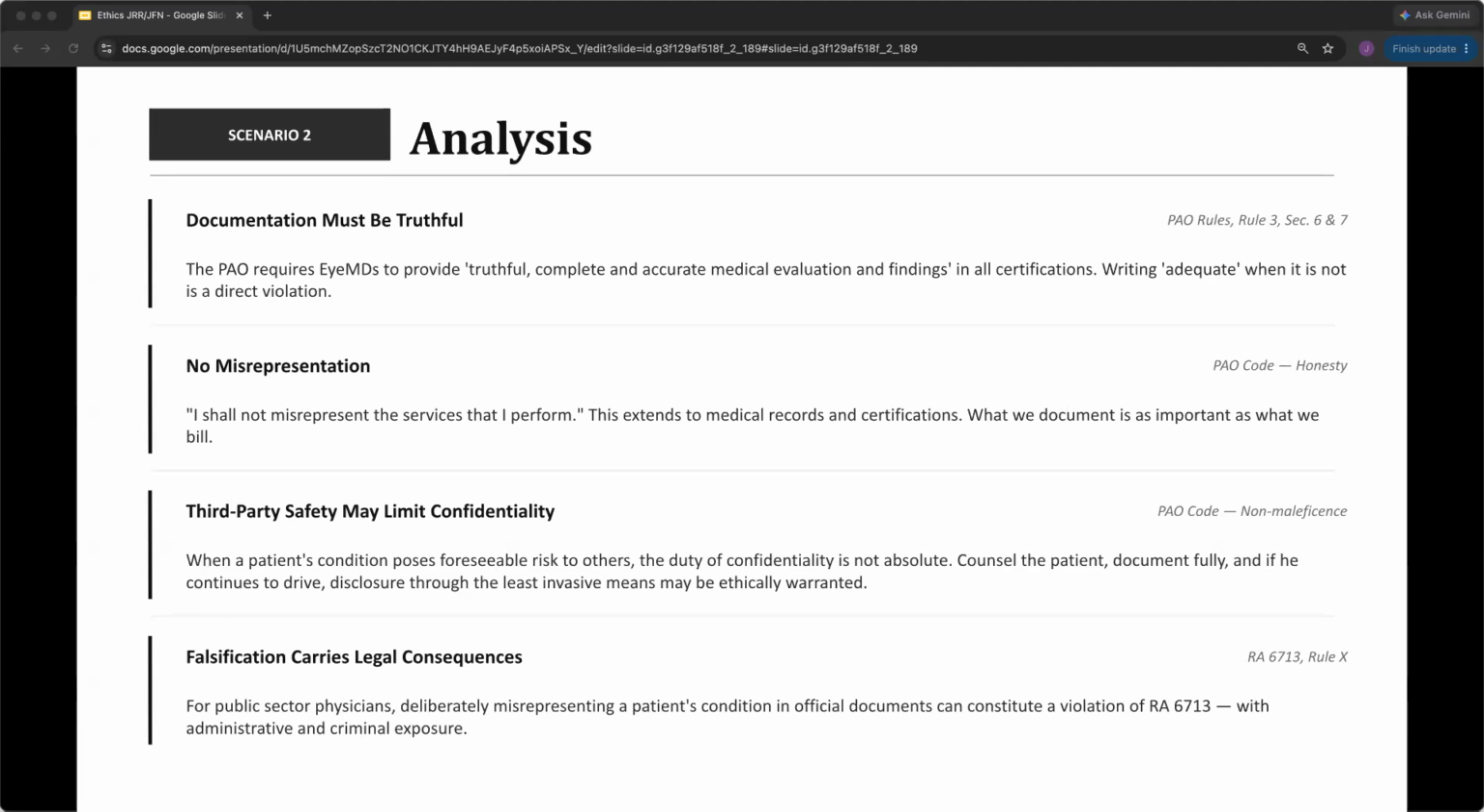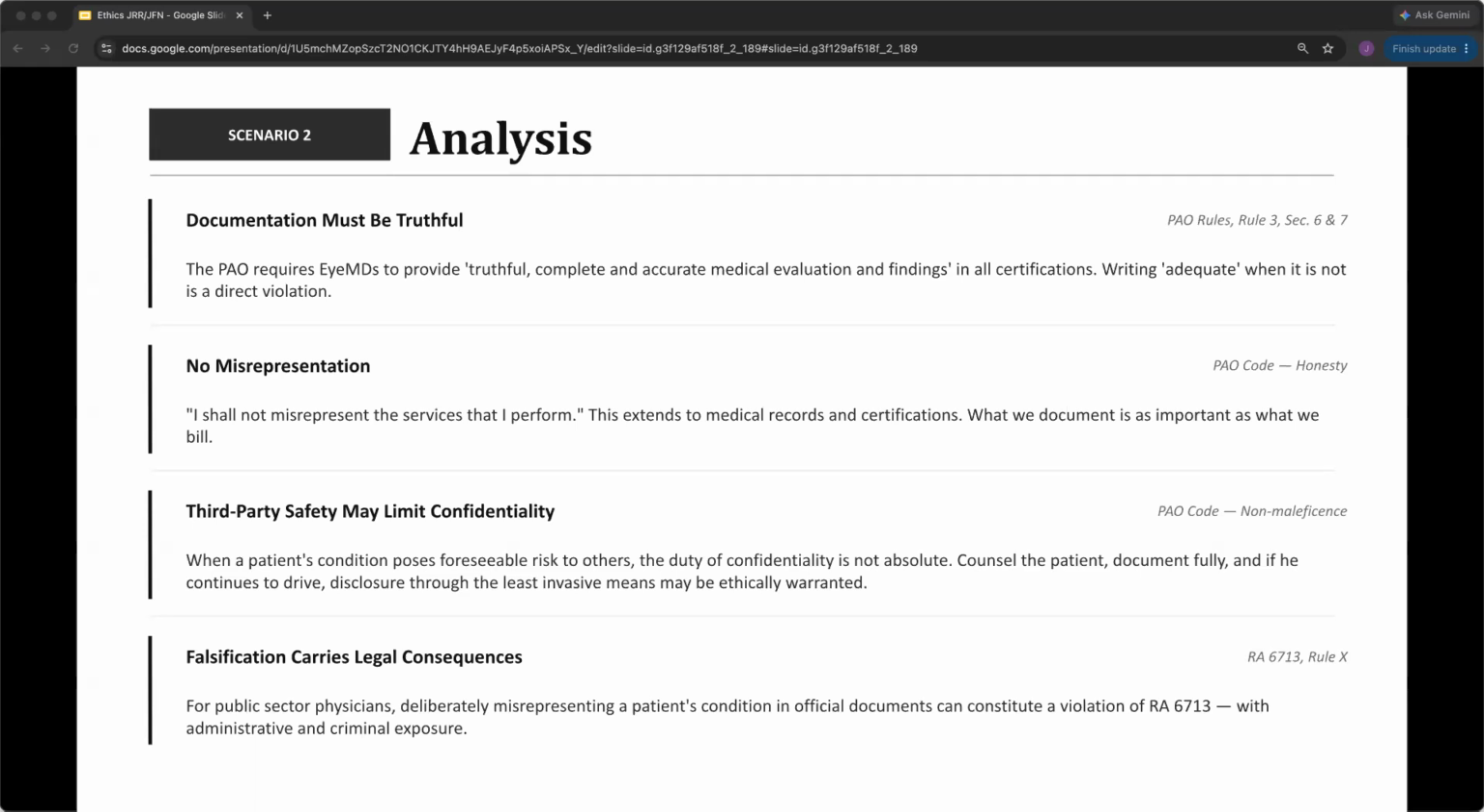Second, can Dr. Aquino describe Mr. De La Cruz's vision as adequate on the insurance form despite the documented findings? The answer is, of course, no. Physicians have an obligation to provide truthful, accurate, and complete medical information in certifications, reports, and official documents. If visual field testing demonstrates significant bilateral defects, describing the patient's vision as adequate would be inaccurate and misleading. While the patient's financial circumstances may evoke sympathy, they do not justify falsifying or misinterpreting clinical findings. Professional responsibility requires that documentation reflect the actual medical assessment.